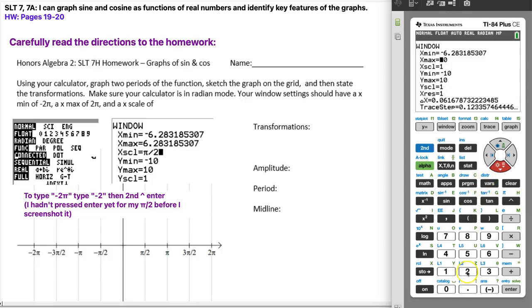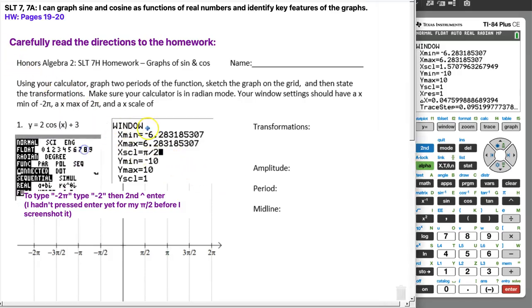Now I want the X max to be 2 pi. Now you can see on my grid here, I have X scales every pi over 2. So I'm going to type in for X SCL, that stands for scale, second pi divided by 2. Now, it doesn't really matter what the Y min and the Y max are. You'll notice that the grid on page 19 does not have any Y scales on it.